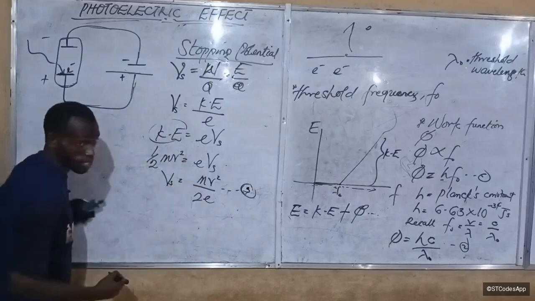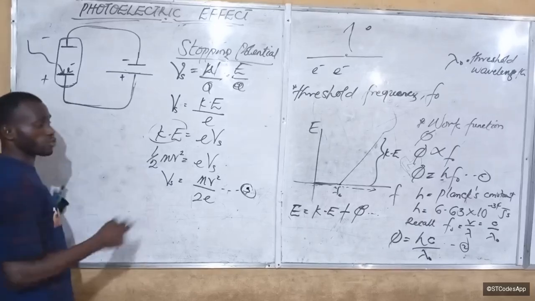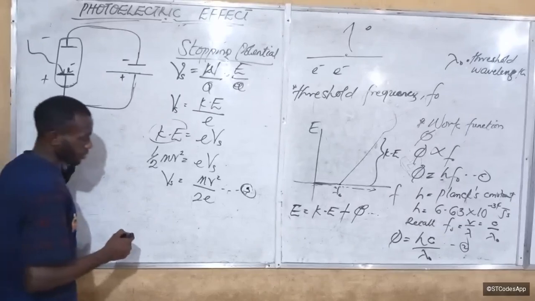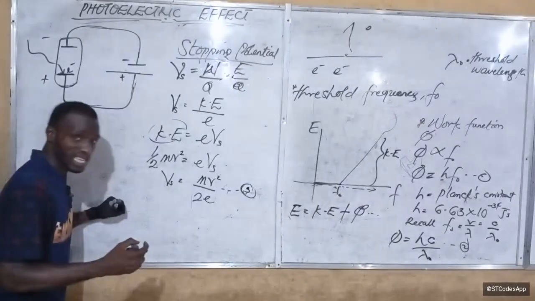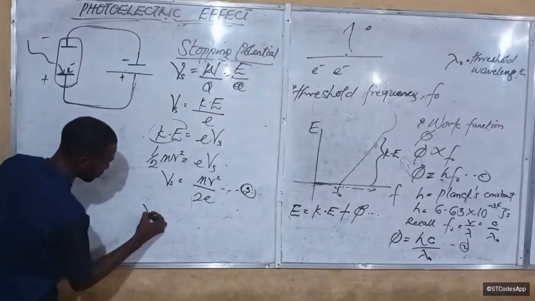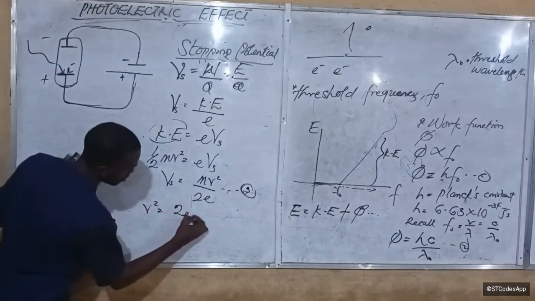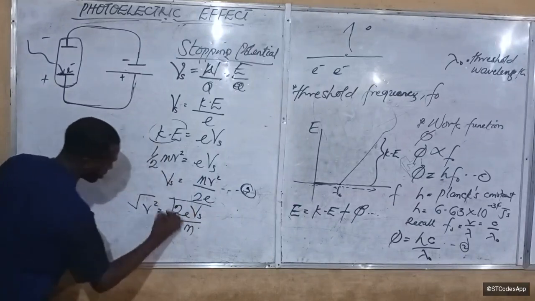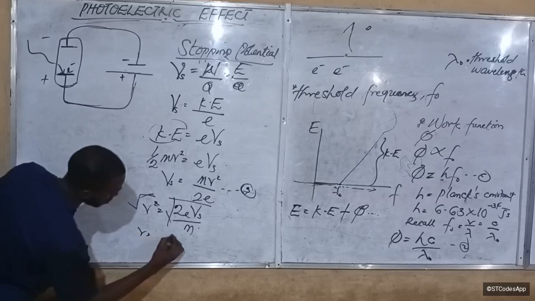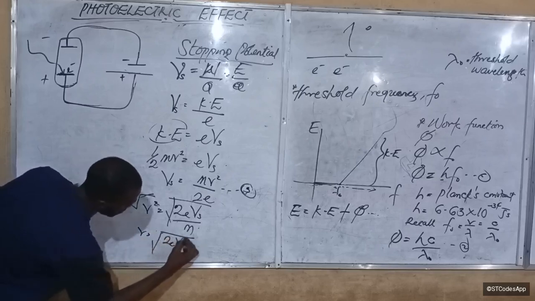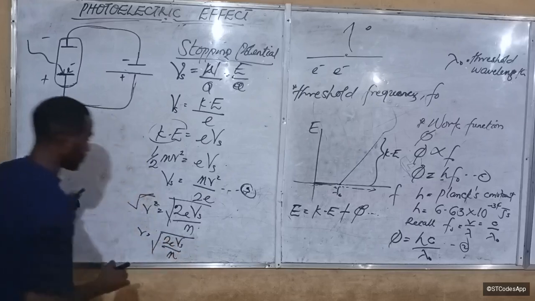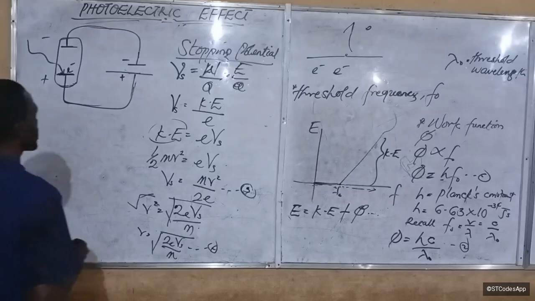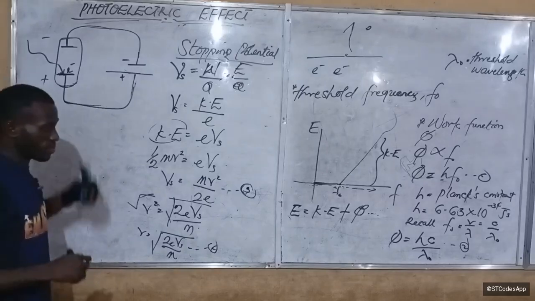So by the time you want to make v the subject, you know the velocity of the electrons that are moving, the highest velocity with which the fastest traveling electron is moving. You have that v squared is equal to 2eV sub s over m. So you take the square root of both sides, then v will be equal to the square root of 2eV sub s over m. Let's call this equation 4. All right, so that is what stopping potential is basically.